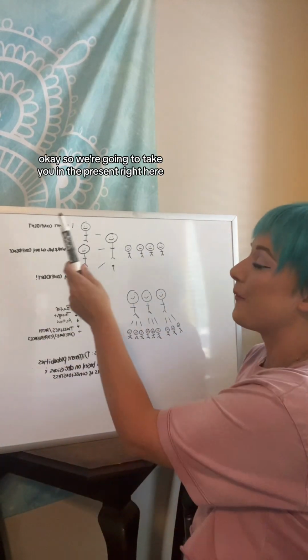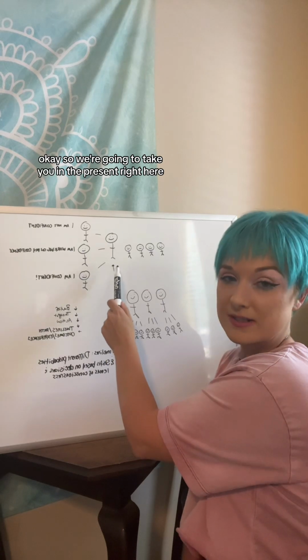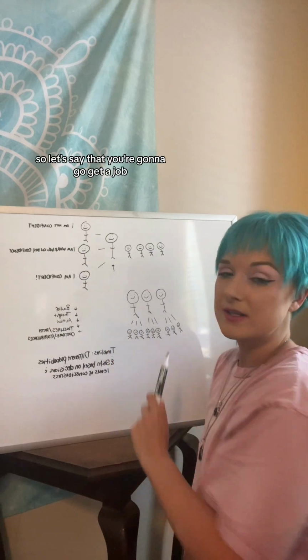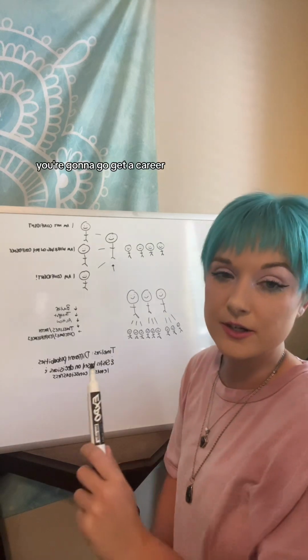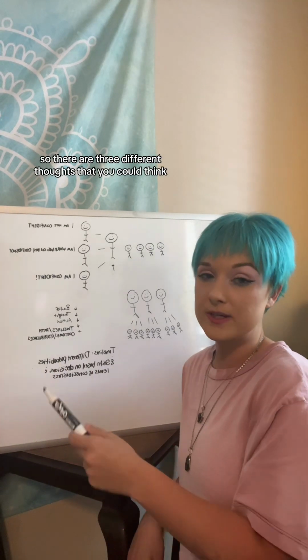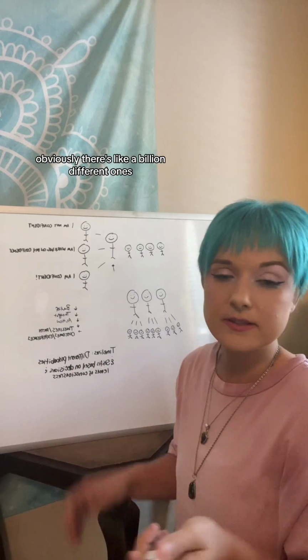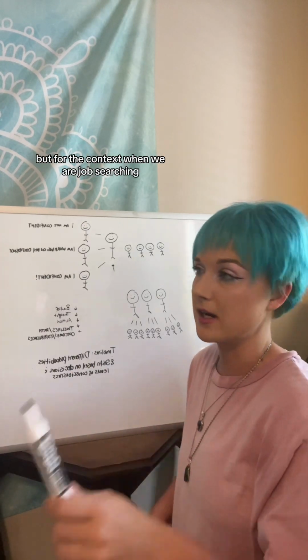So we're going to take you in the present right here. So let's say that you're going to go get a job. You're going to go get a career. So there are 3 different thoughts that you could think. Obviously, there's like a billion different ones, but for the context.